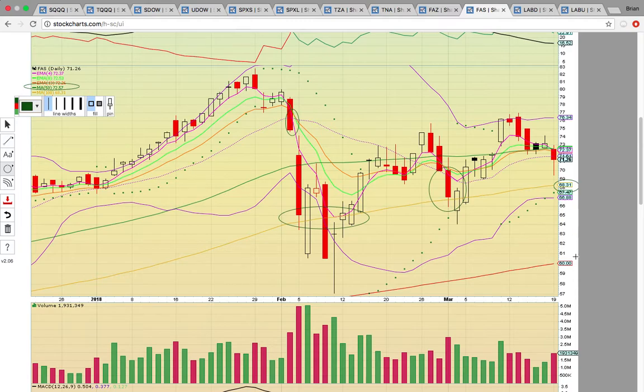If that breaks, then you could see the big drop down to 60 and that 200-day simple moving average. Notice the long lower wick. I mean, when people talk about retesting the February lows, when they're talking about the banks, they're talking about FAS hitting down here at 57, and so right now we're looking at 71. That's a big time drop, so keep that in mind.